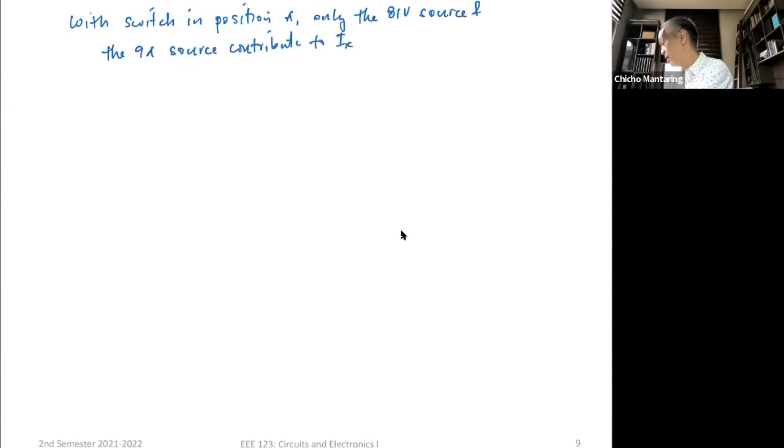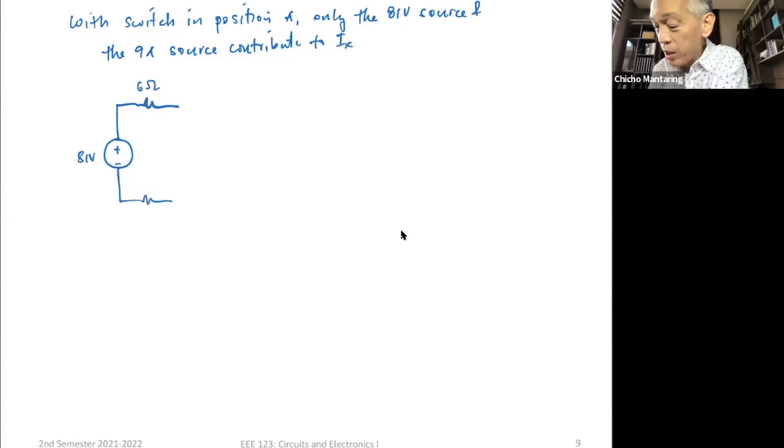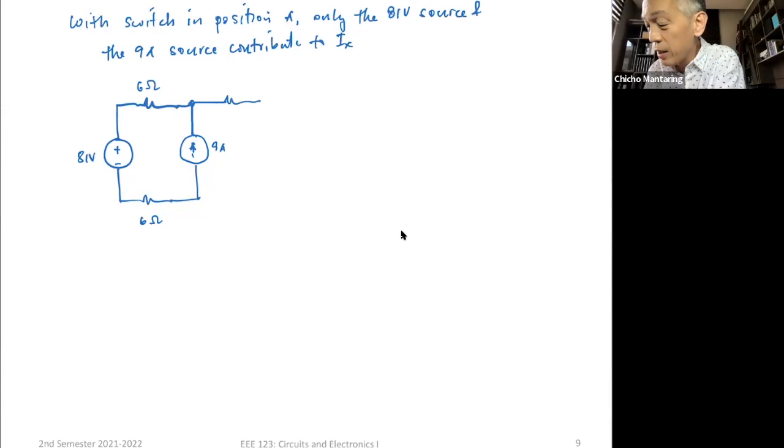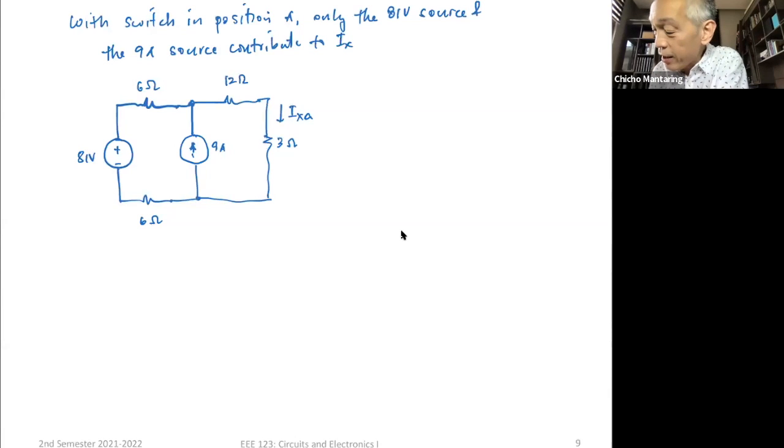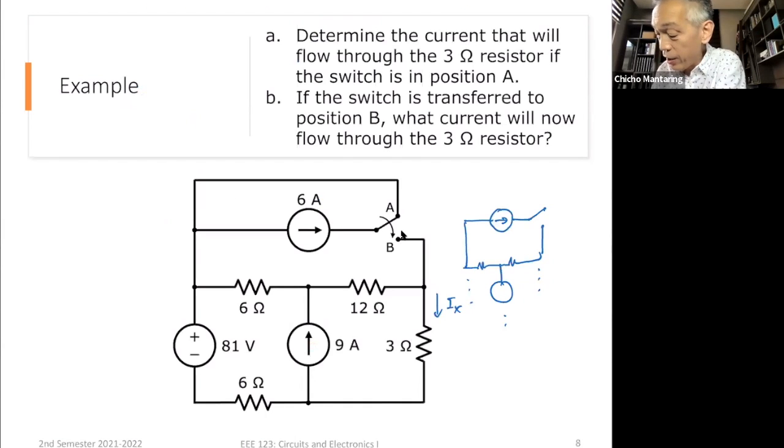Okay. So let's now try to compute for I of X. Let's call this I of X A. No? So with my 81 volt source, I have here 6 ohms. I have here another 6 ohms. And then my 9 ampere source. Okay. Then I have here my 12 ohms. Okay. And then I have here my 3 ohms. So this is now, let me call this IXA. No? IXA, this is the current flowing through my 3 ohms with only the 81 volt source and the 9 ampere source working. No? So these two only, this and this. This is not contributing because the switch is in position A.